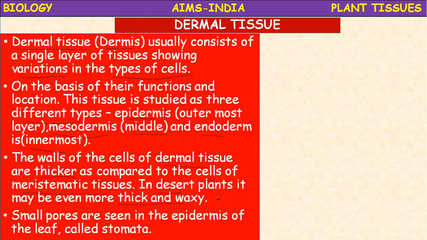Okay, so in order to study the dermal tissue, one more activity is given in your textbook, that is the study of the Rhoeo leaf. Take a fresh Rhoeo leaf. Rhoeo is a plant like croton; you will see it in your houses also. It has a purple color on one side and a green color on the other side.